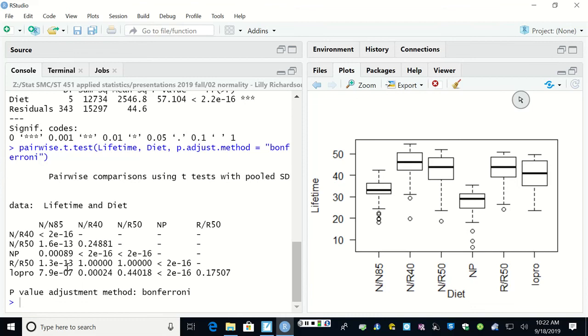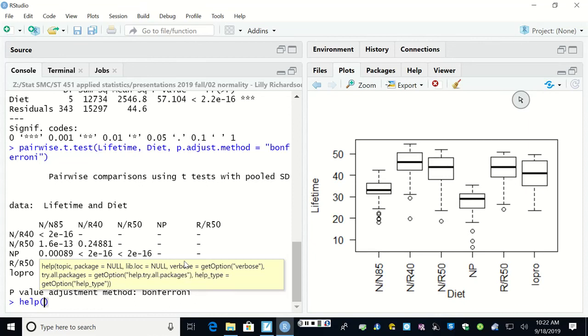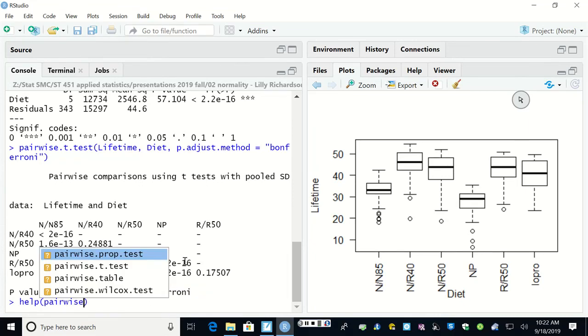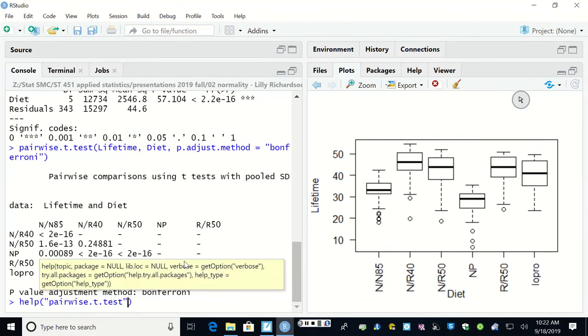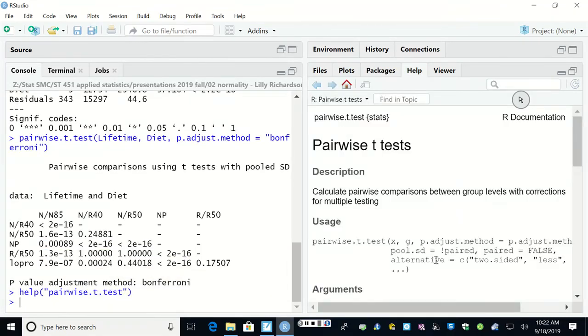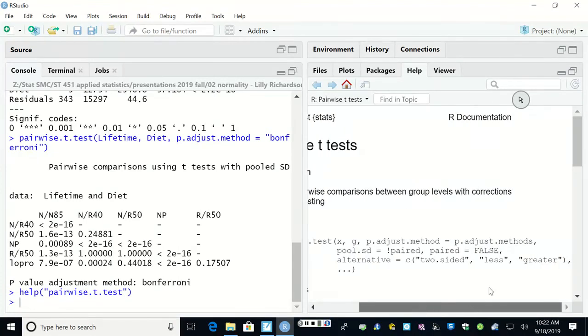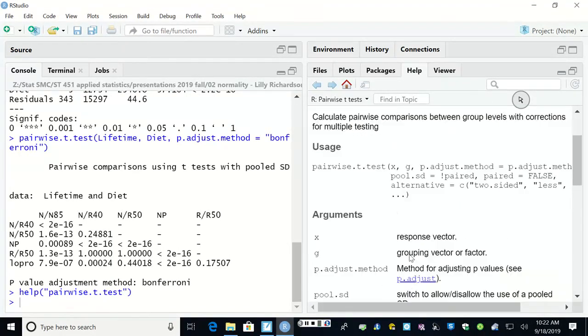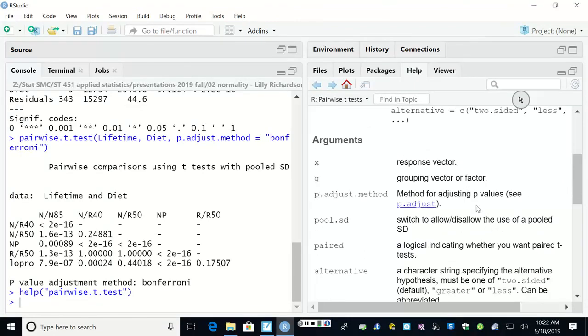So some of these four up here don't look any different from each other, but these two look different from all the others. And it's adjusted. There's help files in R. Help, pairwise t-test in there. And it has p-adjust methods, and so if you go down in here, it says method for adjusting p-values, p.adjust. So there's a file for that.